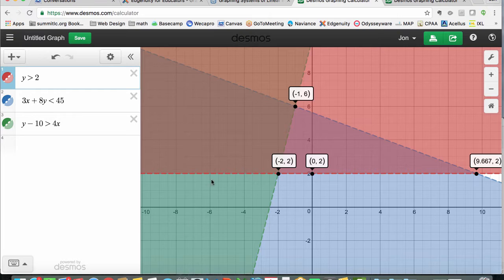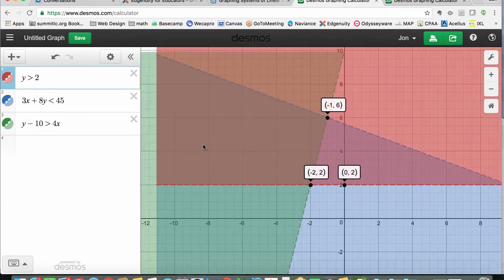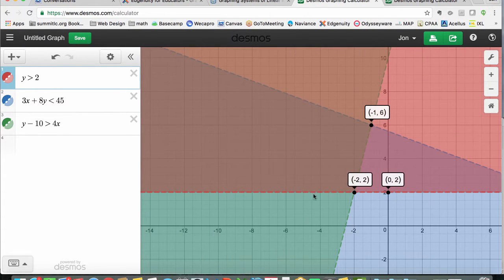So the third one is green. And the solution to the system for all 3 inequalities is where all 3 overlap. So there's my green part, my red part, my blue part, all overlap at this sort of polygon area right here, right? So the corners are at -2 and 2, and -1 and 6, and then there's boundaries formed by the other inequalities. So if I want to find a solution, it's got to be within this area.